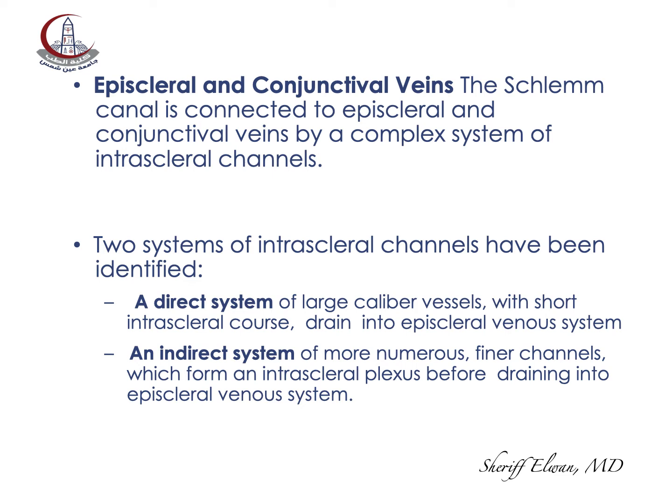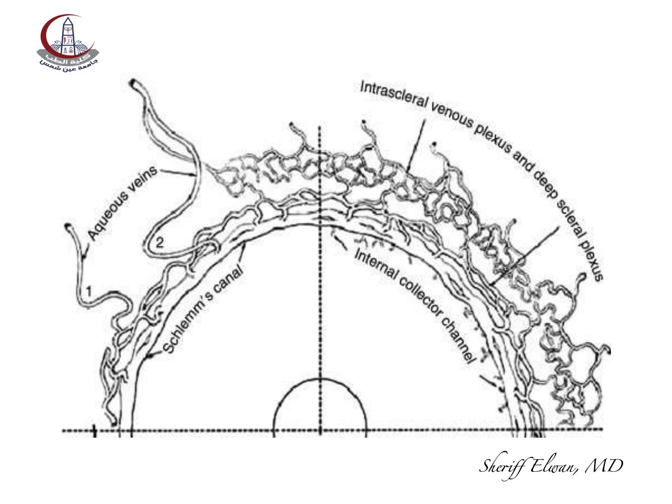There are two systems of intrascleral channels that have been described. The first is the direct system of large caliber vessels with short intrascleral course that drain into the episcleral venous system, and an indirect system of more numerous fine channels which form an intrascleral plexus before draining into the episcleral venous system. This diagram here on the left side shows the direct system, and on the right side is the indirect system.